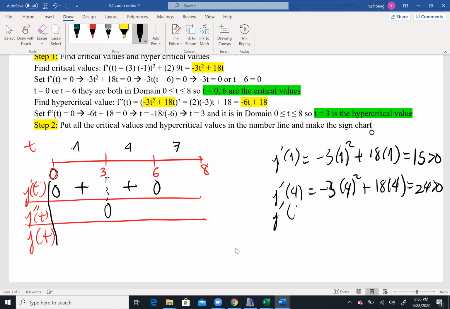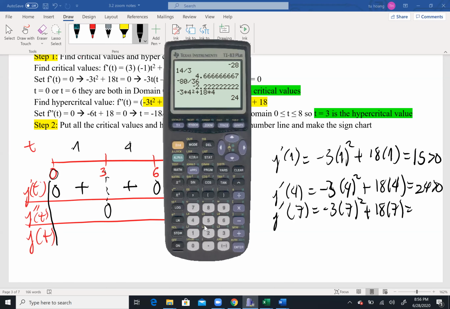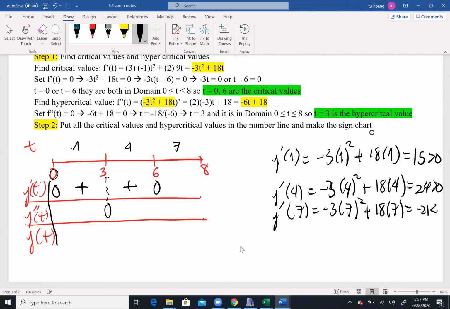for the f derivative of 7, you will have -3 times 7 squared plus 18 times 7. That will give me a negative number, but to make sure, I'm gonna enter -3 times 7 squared and then plus 18 times 7, and then enter. I have -21. That's a negative here, right?